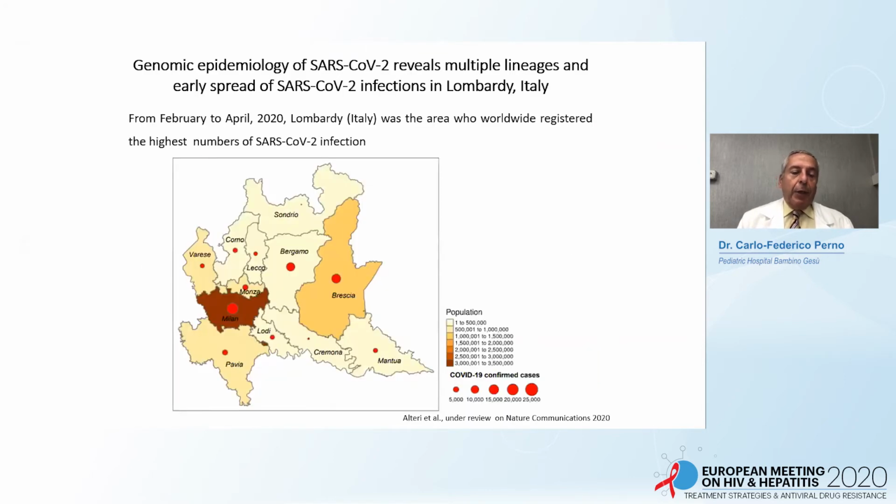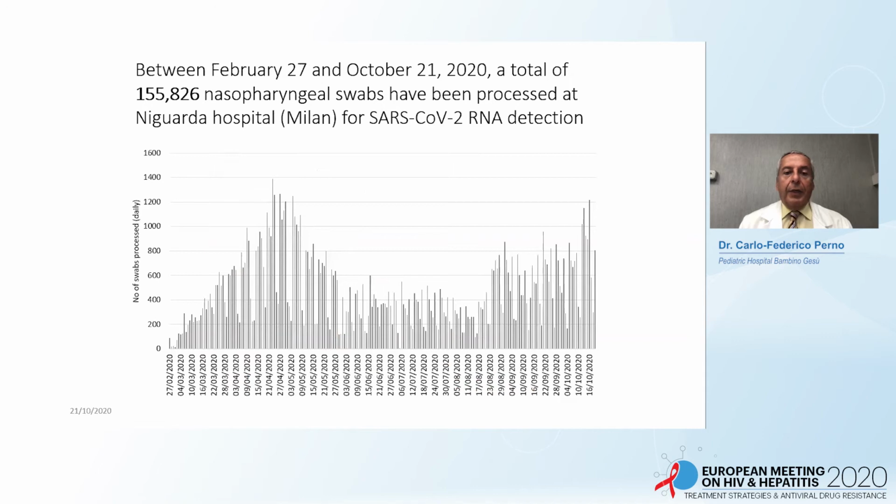So let me enter in what we did for the diagnosis of COVID, and let me present to you what has been done by our group in order to activate the discussion and see which is the situation in different countries. The first paper that is quite advanced, is no longer under review, demonstrated that by full-length sequencing of the virus, taken from more than 150,000 swabs that we did at the Niguarda Hospital during the period of the pandemic.